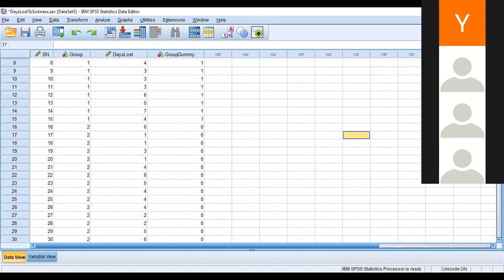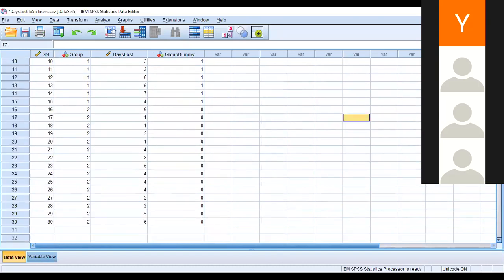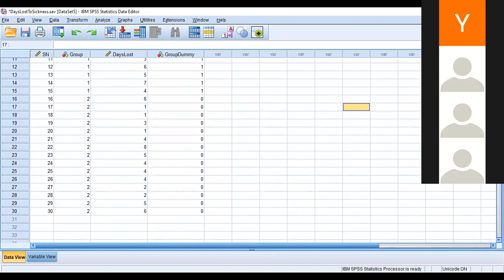Can you see? If you look at it, you enter it in series because there are two groups, right? Separate independent groups. Group 1 from 1 to 15, group 2 from 16 to 30. So when you're having two separate groups, that's how you enter it in series.